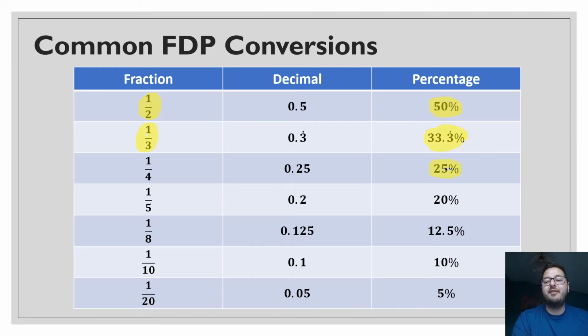So 25% is a quarter, 20% is a fifth, 12.5% is an eighth, 10% is a tenth, so just divide by 10, and then 5% is a 20th, so just divide by 20. So those are really common percentage and fractional things. It would be great to learn them all because then that's going to help when you're working out the percentage of an amount.